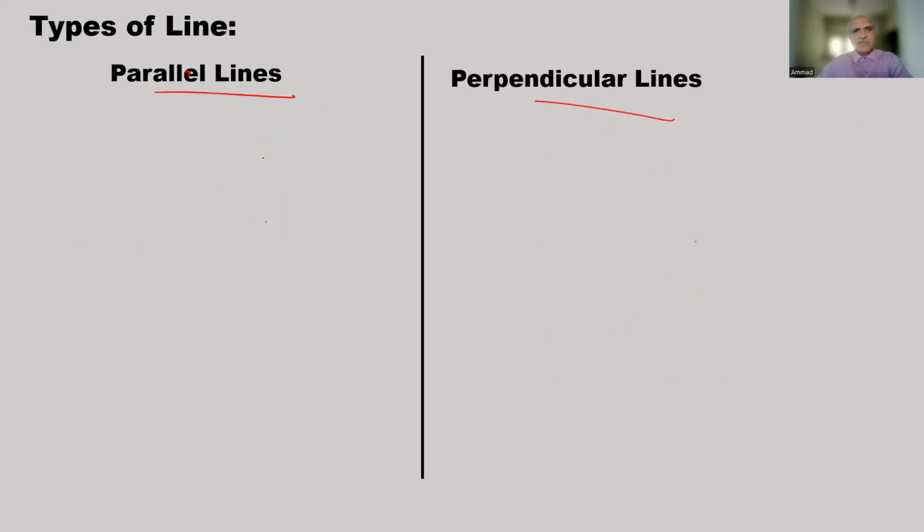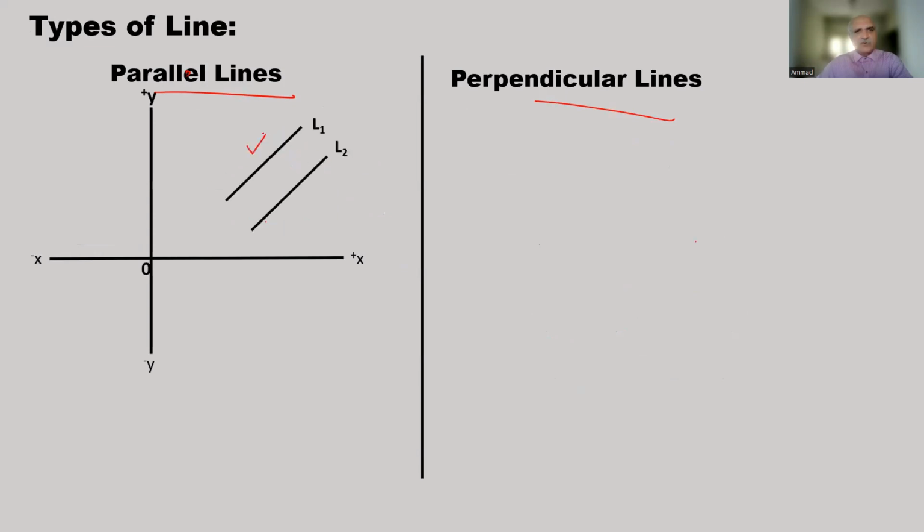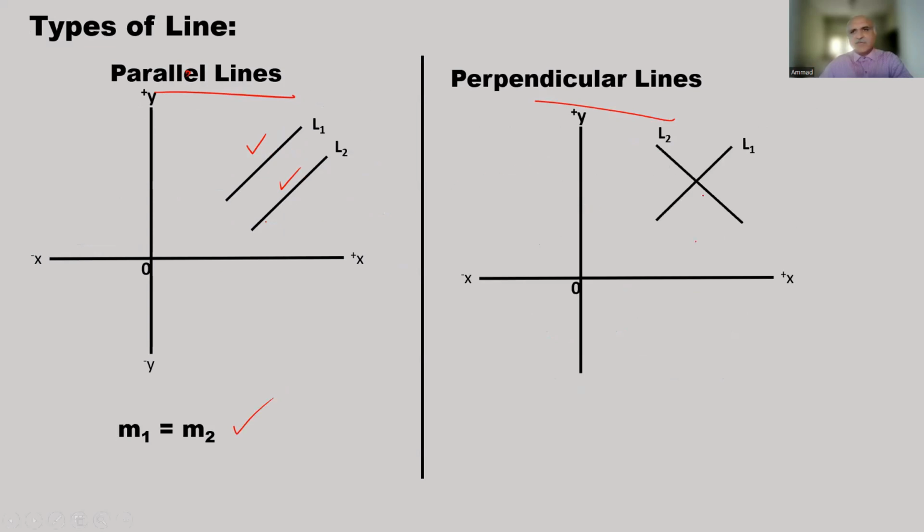Now next is the types of line. There are two types of line, parallel lines and perpendicular lines. If these lines are given, L1 and L2, first find the slope of this one, then find the slope of this one. If the slopes of both lines are equal, then we can say these lines are parallel to each other. If we are interested to find whether these lines are perpendicular, first find the slope of this one and this one. If the product of their slopes is -1, then we can say these lines are perpendicular to each other.